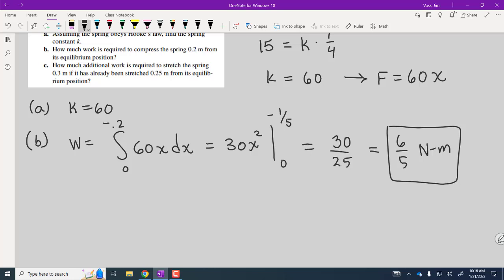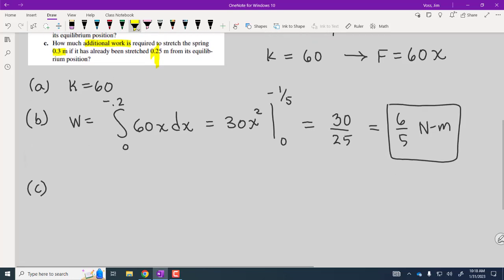And then in part C, they say, okay, now we've got this spring. How much additional work is required to stretch the spring 0.3 meters if it has already been stretched 0.25? So we're at the place where it's already been stretched 0.25, and we want to stretch it 0.3 more meters. So it's at 0.25, and we want to stretch it 0.3 more.